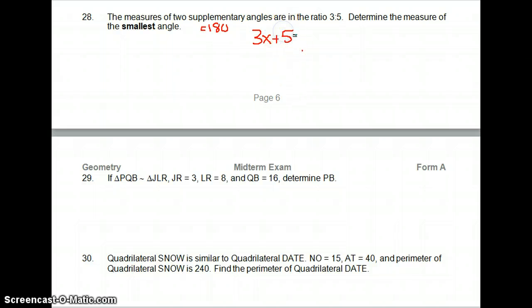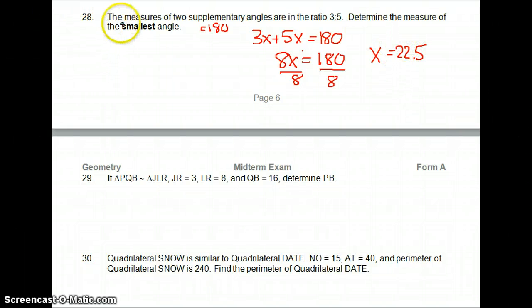So if we do that, we've got 8x equals 180. Divide by 8. That's 22.5. So x equals 22.5. However, we're looking for the smallest angle, so we're going to have to plug this in. The smallest number I have is 3x, so we're going to do 3 times 22.5 equals 67.5 degrees. So our answer is 67.5.